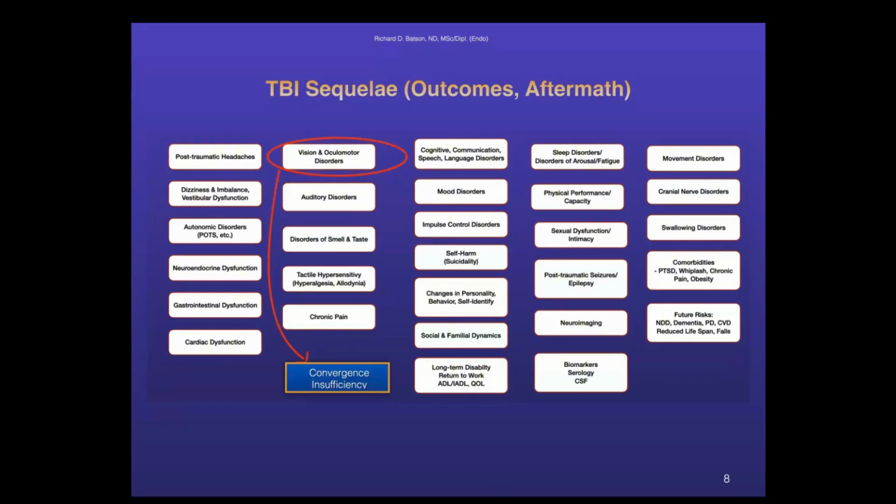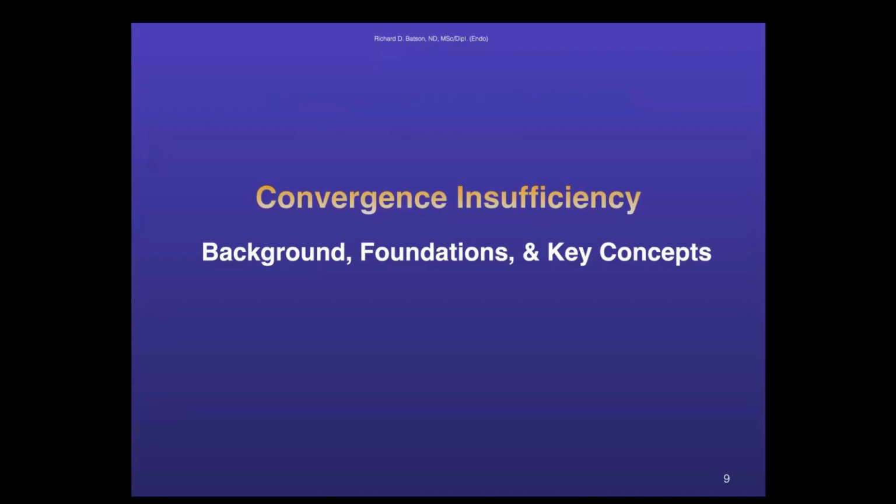And our group is focused here on vision and ocular motor disorders. And we're focused on just one of those. So you can imagine what a world of research brain injury is. If you were to go into every facet of every one of these areas, we'd have like 300 PhDs working for us at some point, which would be great. But it's a lot to cover in brain injury medicine. Convergence insufficiency. So we're going to do some background foundations and key concepts for convergence insufficiency.